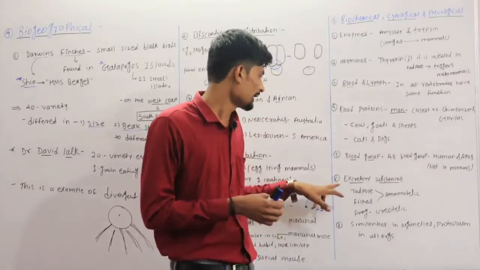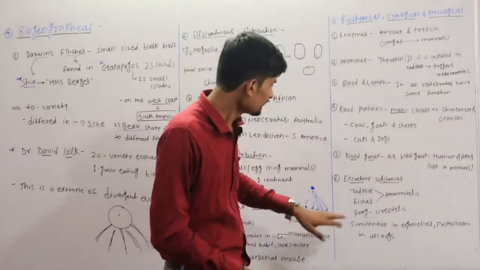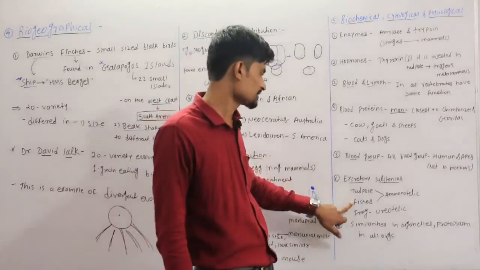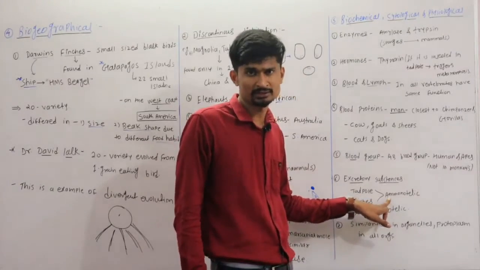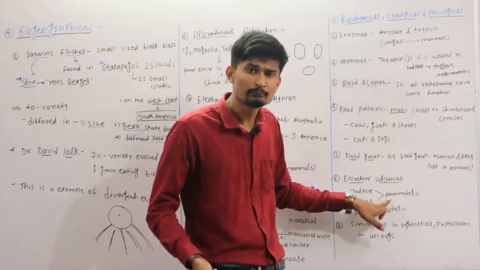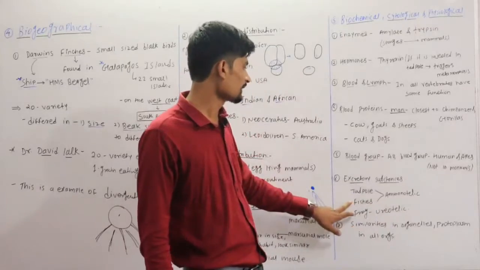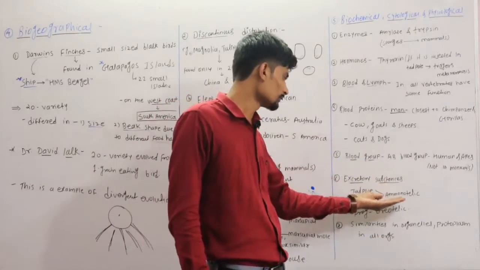And next one is the excretory substances. The tadpole is the larval stage of the frog, and fishes. So tadpole and fishes secrete ammonia. Waste material is ammonia, their excretory substance is ammonia, that's why these are called ammonotelic. So tadpole and fishes secrete the same type of excretory product, that is ammonotelic.